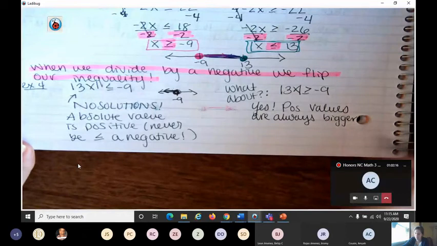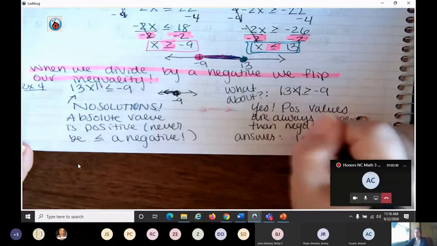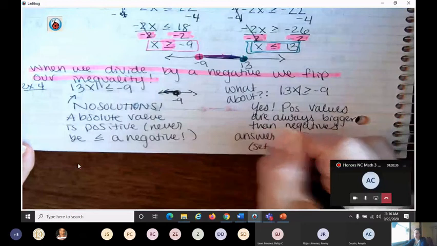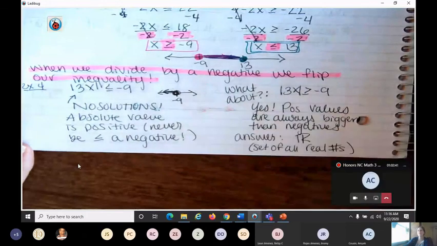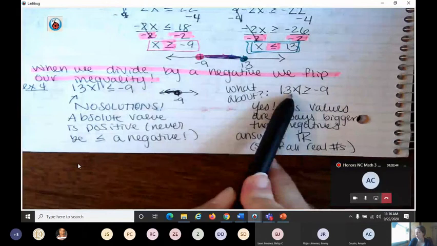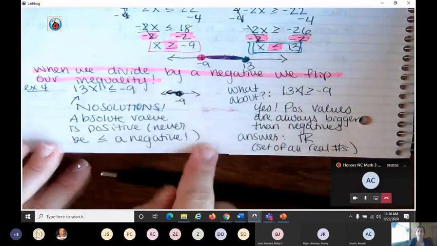So the answer in this case is going to be all real numbers, which is represented by this double barred R. It's the set of all real numbers. What this means is that I can put any value I want in for x, and this statement will be true. It will always be bigger than -9. Okay, so that's all that means.